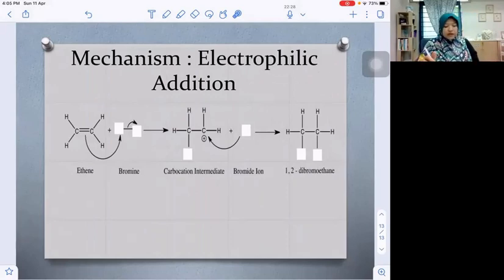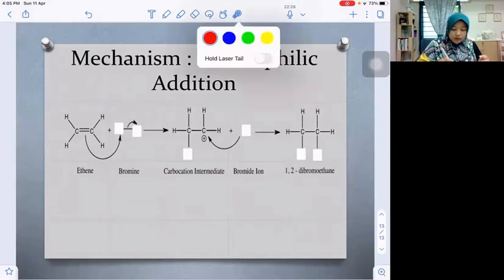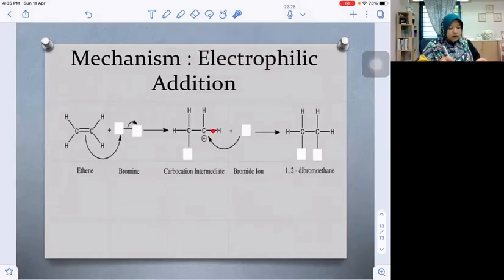From the textbook, page 163, you should know that this electrophilic addition reaction occurs in two steps. The first step is the formation of the carbocation. Remember, the carbocation is the carbon that has a positive charge. The second step is the rapid reaction of the carbocation with the negative ion, the reaction between the carbocation and the negative ion.